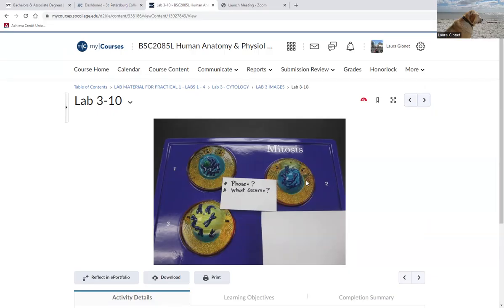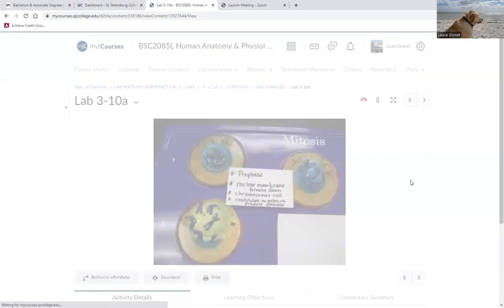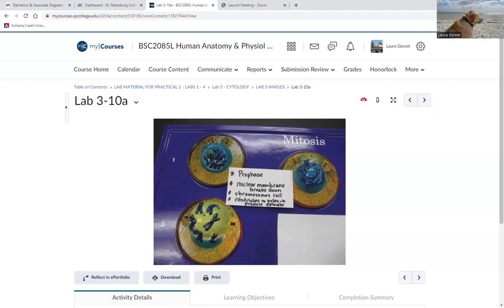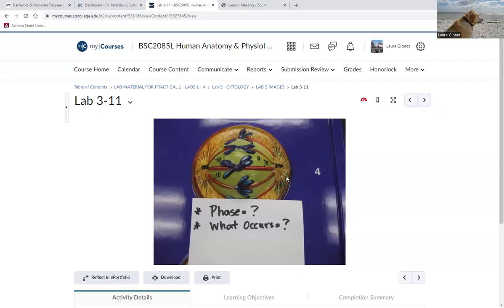What occurs in prophase? The nuclear membrane starts to break down or disappears. The chromosomes coil. Centrioles or centrosomes travel to opposite ends of the cell and build the mitotic spindles. Okay, prophase: nuclear membrane, chromosomes, and so on. Pretty much what I say. Okay, then we go to number 4.